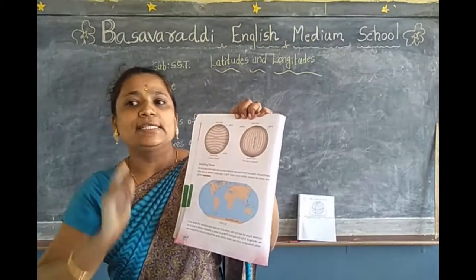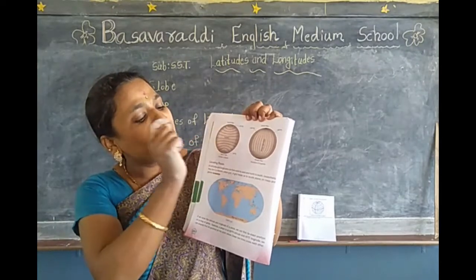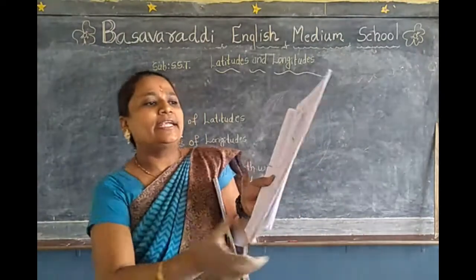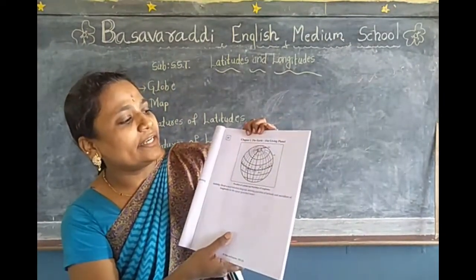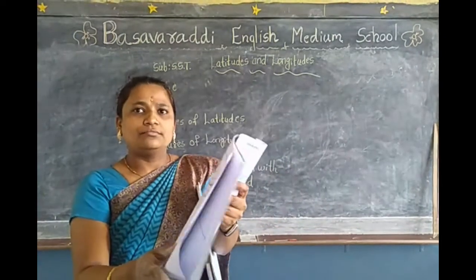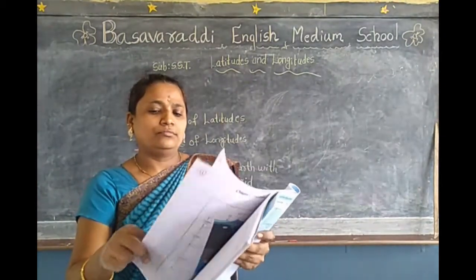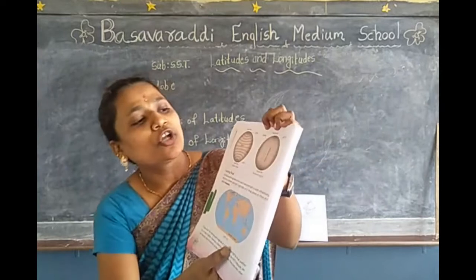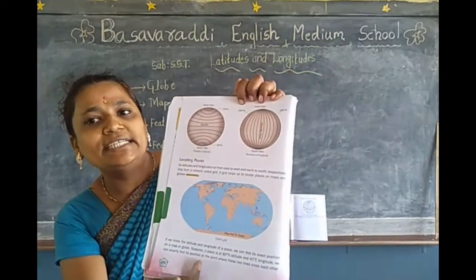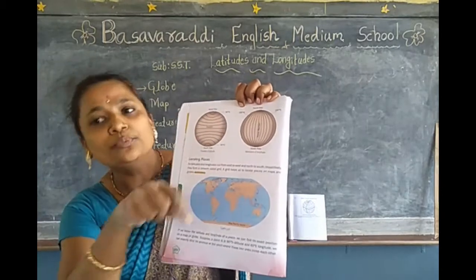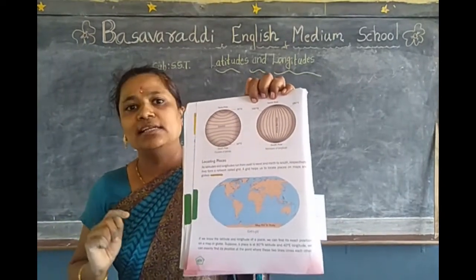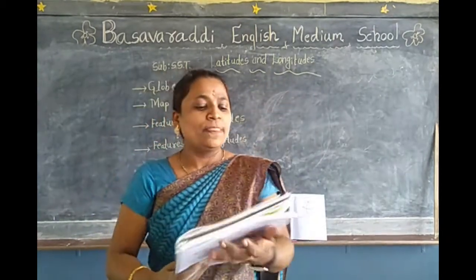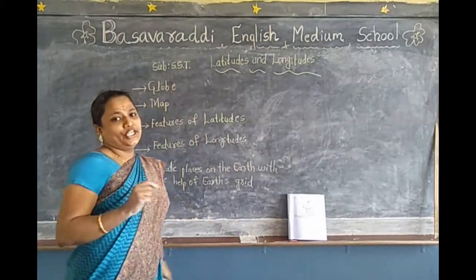The North Pole is indicated as 90° N, while the South Pole is indicated as 90° S. S means South Pole, N means North Pole. Now we will move on to longitudes.